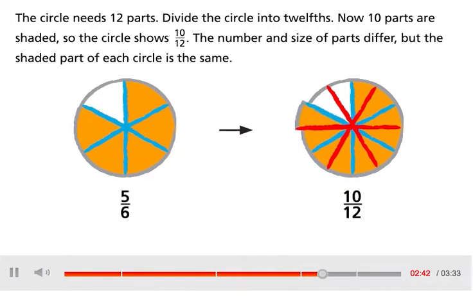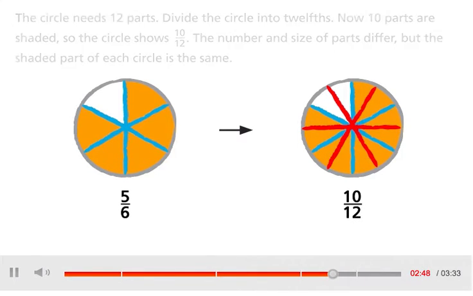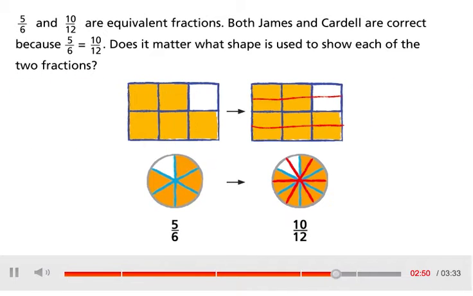The number and size of parts differ, but the shaded part of each circle is the same. 5/6 and 10/12 are equivalent fractions. Both James and Cardell are correct because 5/6 equals 10/12.